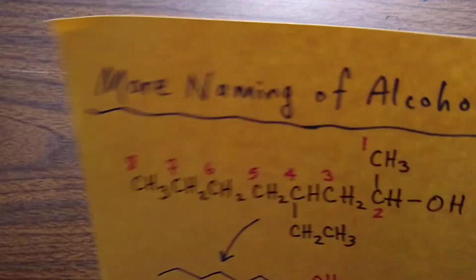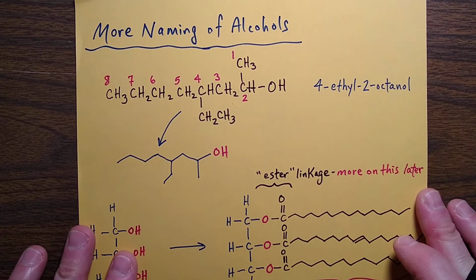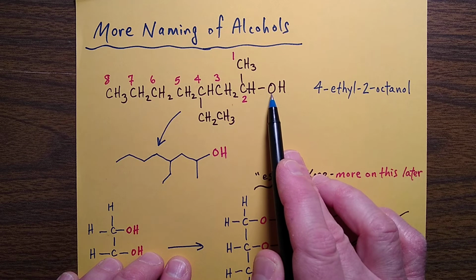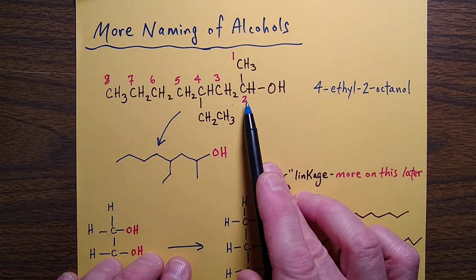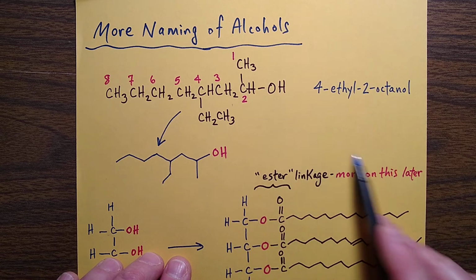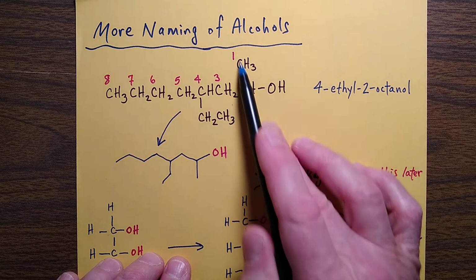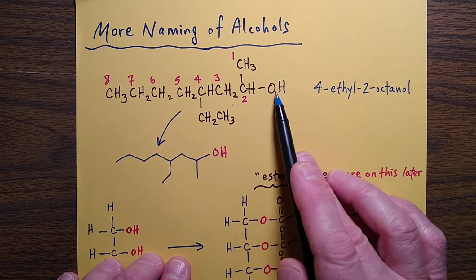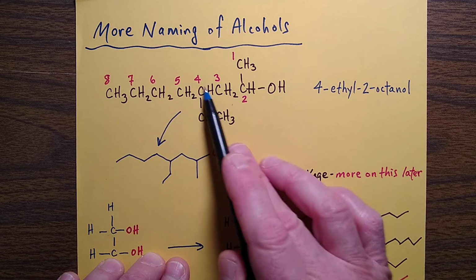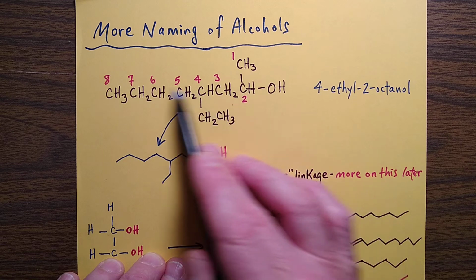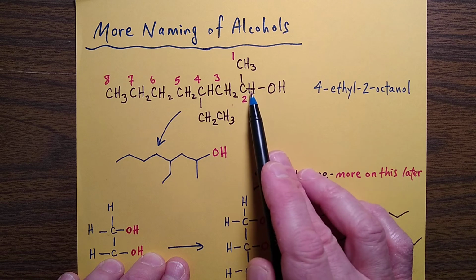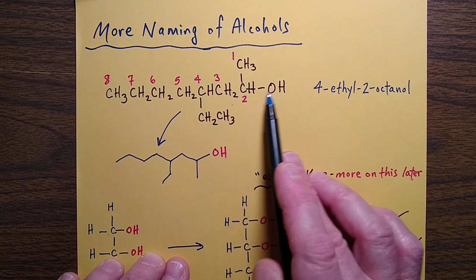Let's go through some more examples. Here's another one. Looks a little complicated. It isn't too bad if you just kind of look. Okay, here's my OH. One thing I don't think I mentioned is if the OH is not at the end, you just pick the carbon chain that's the longest chain that contains the OH. So the longest chain that contains the OH is not this one. It's not this one. It's this one. So if this is the longest chain of carbons that contains the OH, I have to number it from the end closest to the OH to give the OH the lowest number.